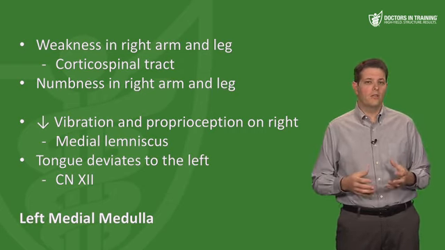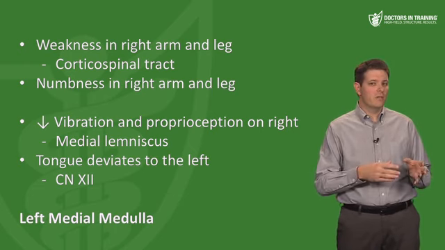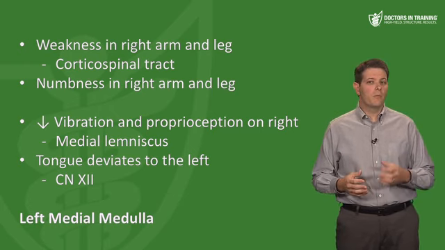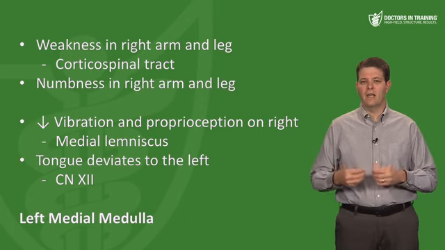Plus, we said that with hypoglossal nerve lesions, the tongue licks the lesion. So the tongue deviating to the left goes along with a left medial medulla stroke as well. And maybe you remember rule number 4, which said that the motor cranial nerve nuclei that are medial are the ones that divide into 12.